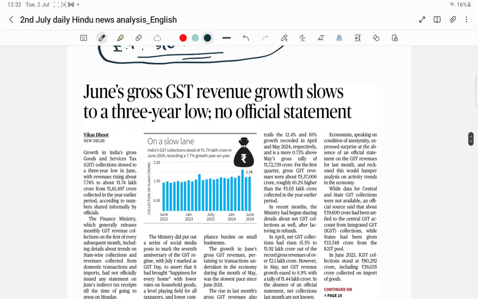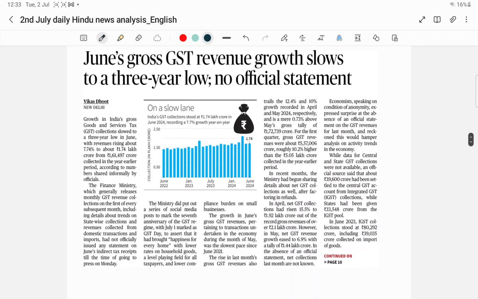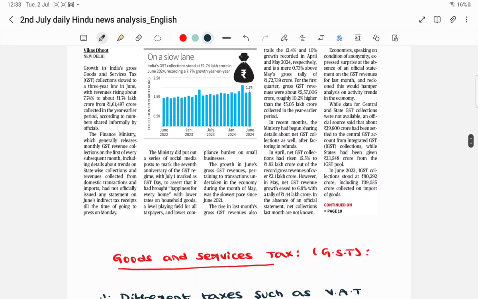June's gross GST revenue growth slows to a 3-year low, no official statement. Friends, GST stands for Goods and Services Tax. Everybody knows it, right? So I would like to take this as an opportunity to cover some basic points about GST, so that you can read further about the GST.